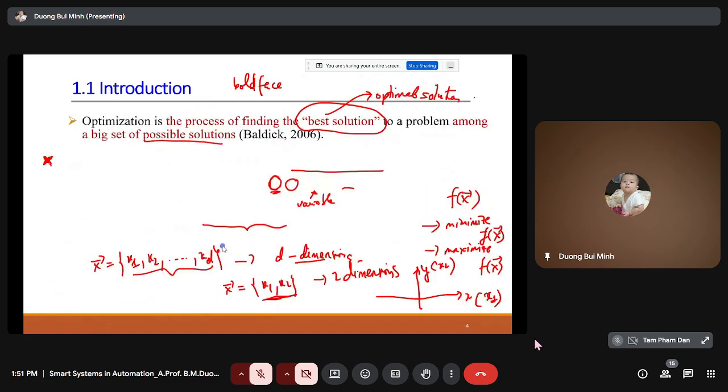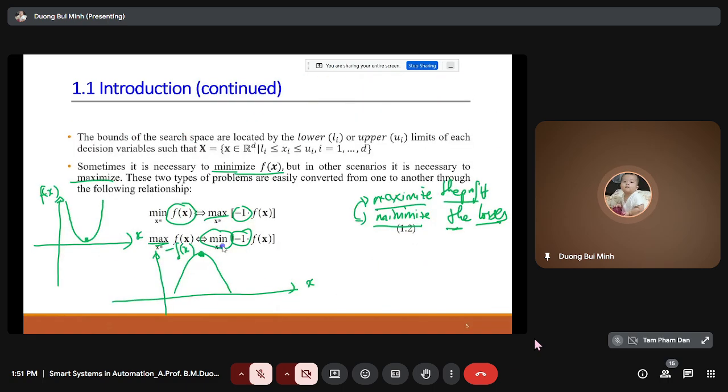Any questions? But if we have the physical model, it's not easy to develop the objective function. It is very difficult to develop the objective function.